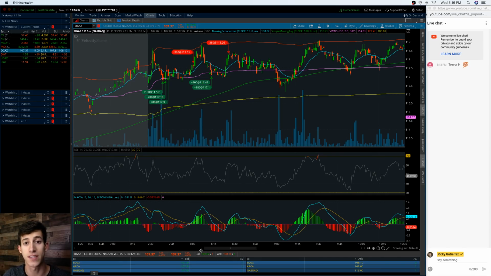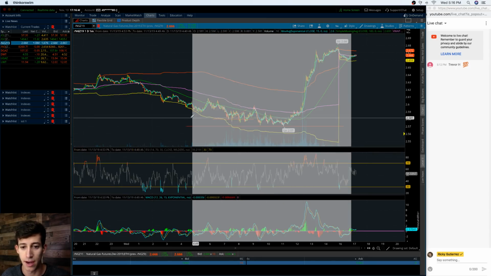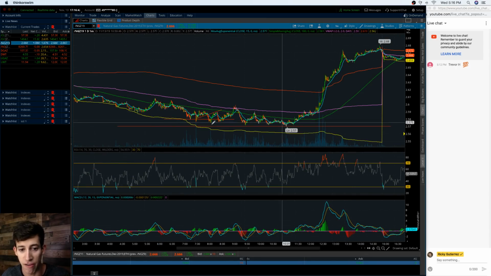And as long as it stays above that, then again, I'm going to hold my position. But if we break below 107, if there's a break of pattern and it never broke below that, then guess what? I'm probably going to want to cut losses. A perfect example can be on natural gas. Natural gas was selling off, but it never broke below 2.57.